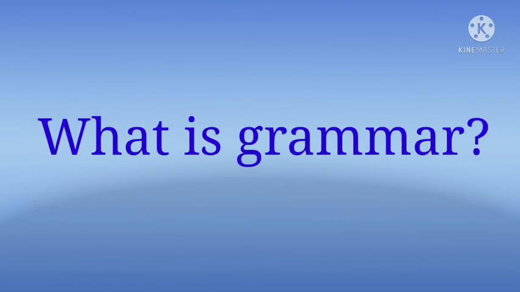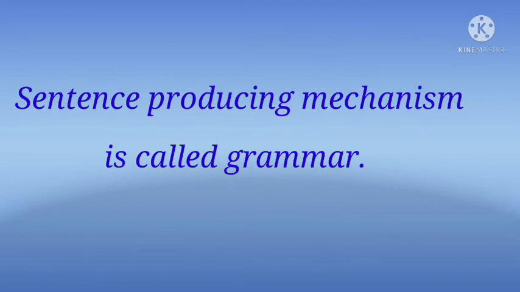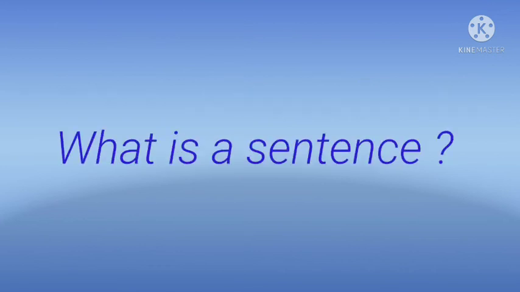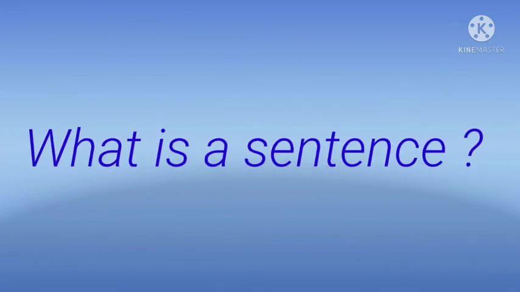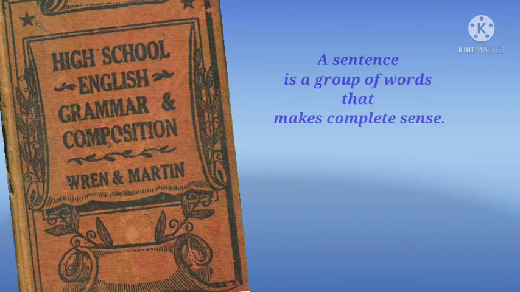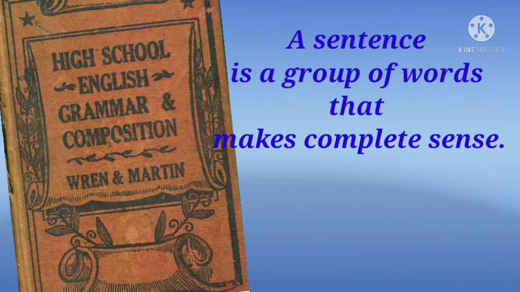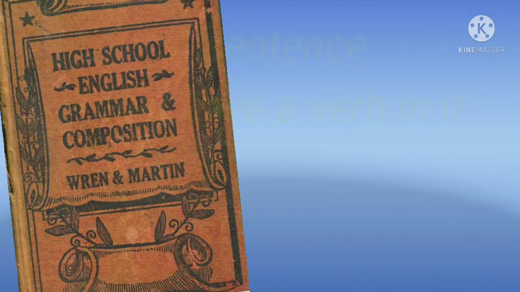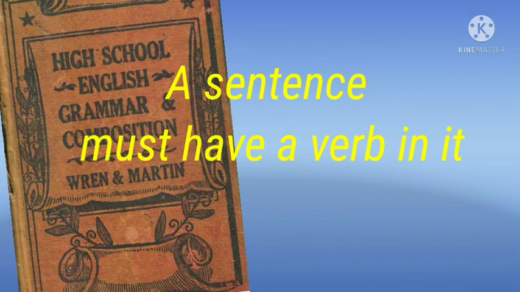Friends, we have already studied what grammar is. What is grammar? Sentence producing mechanism. And today we can study what a sentence is. In the words of traditional grammarians like Wren and Martin, a sentence is a group of words that makes complete sense. They also said a sentence must have a verb in it.